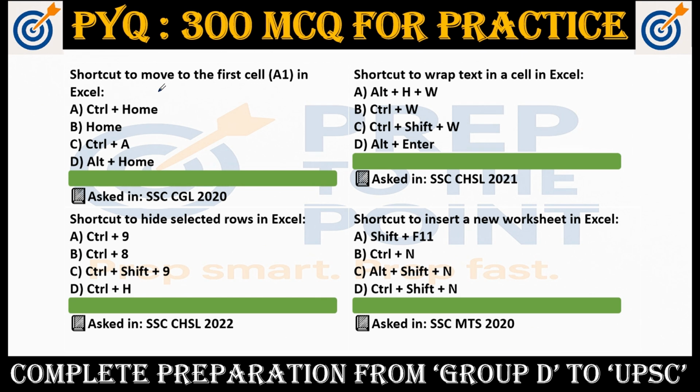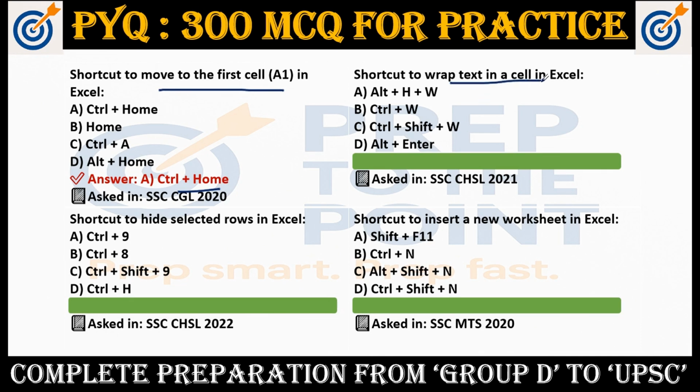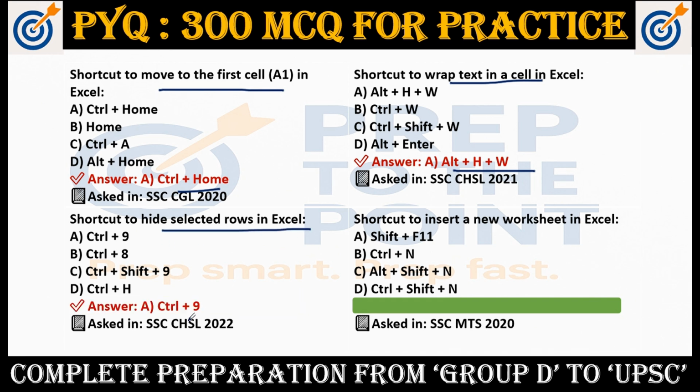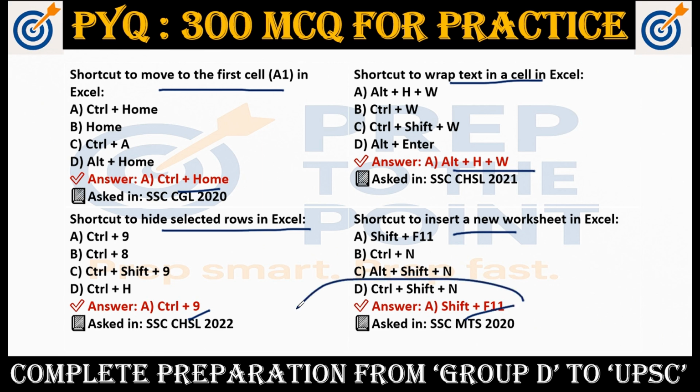Shortcut to move to the first cell A1 in Excel. Control plus Home. To wrap text in a cell in Excel. Alt H W. To hide selected rows in Excel. Control N. To insert a new worksheet in Excel. Shift F11. This question is also repeating in each exam.